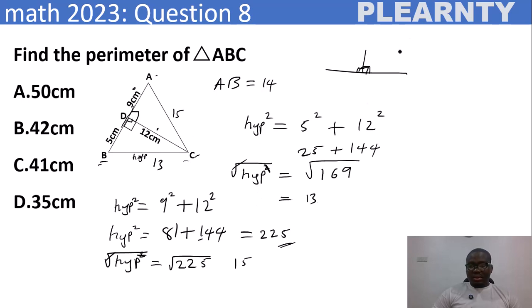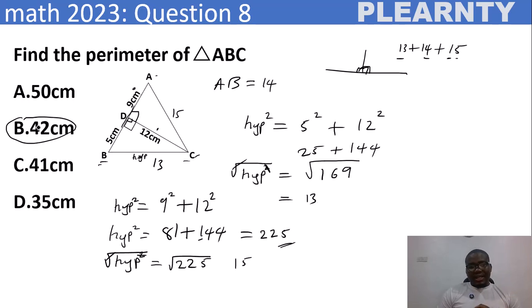So 13 plus 14 plus 15, that is 42, because this plus this is 27 plus 5, that is 32, plus the remaining 10, that is 42. So our final answer here is B.